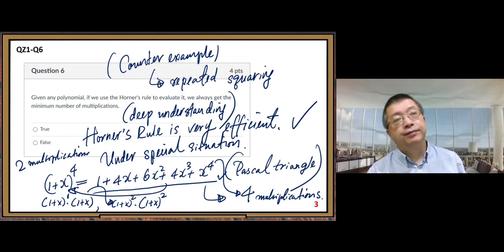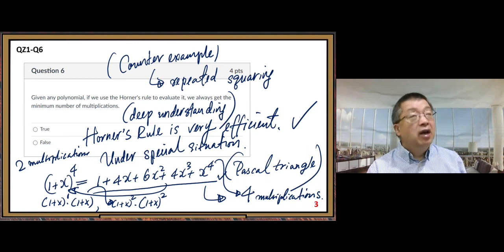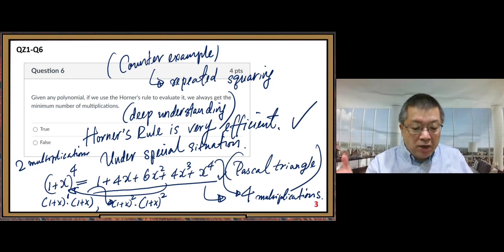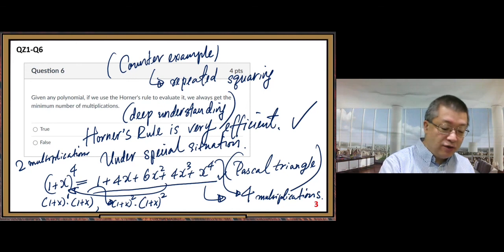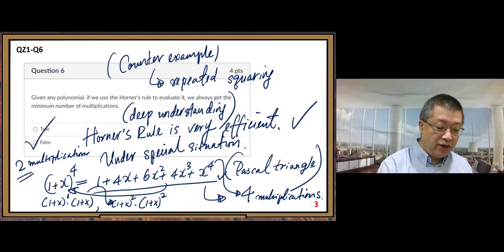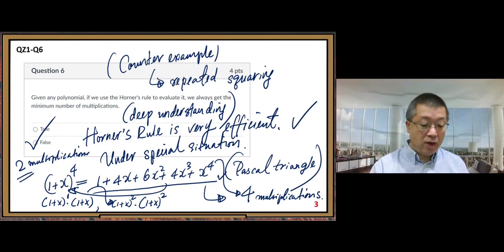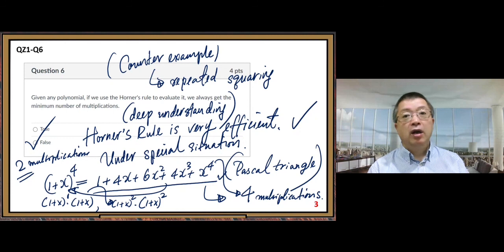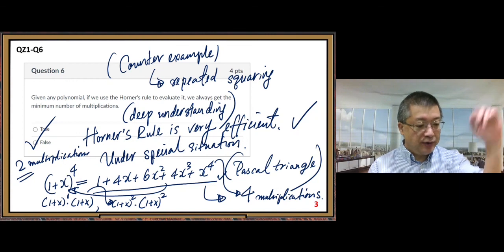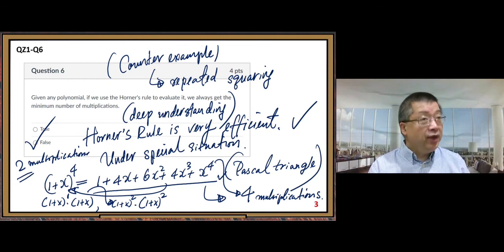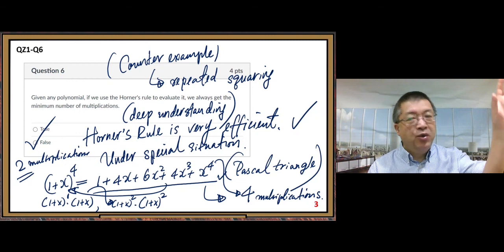How about that? So here you can see we need this much background to answer this question correctly. So can we always get the minimum? That's false, because we have this counter example telling us that's not the minimum number of multiplications. So that's part 2. Next we have part 3 to complete all the 10 quiz questions.